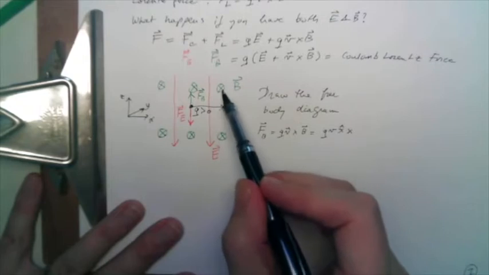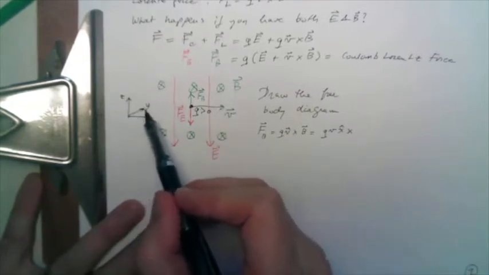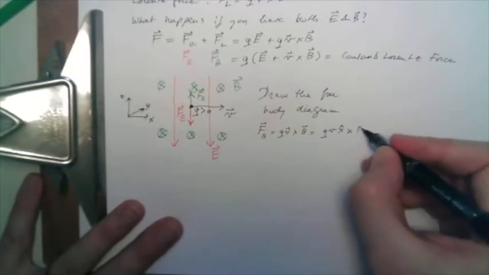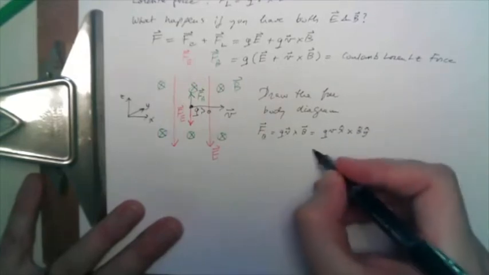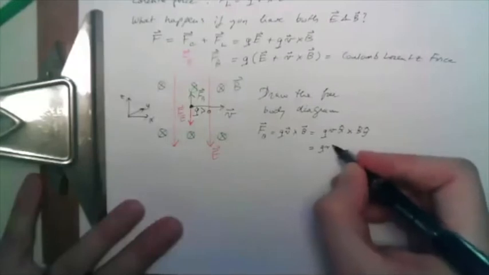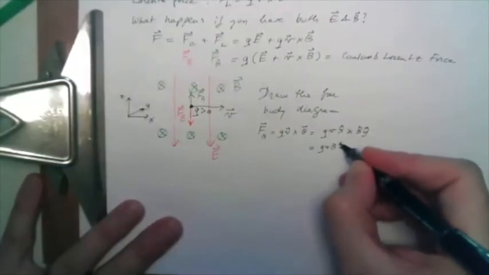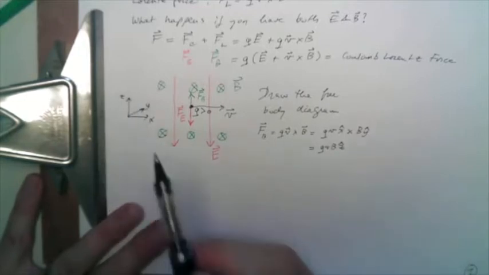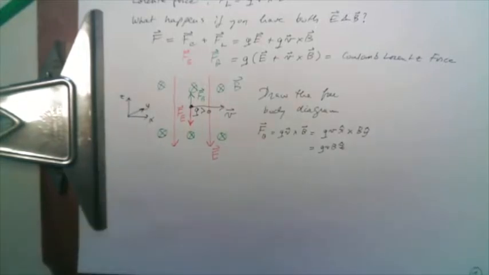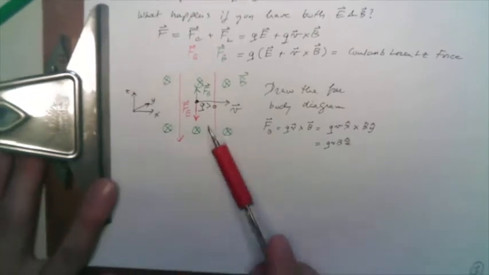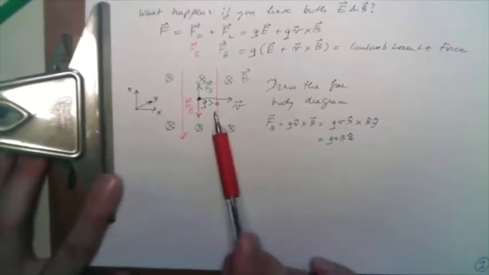B happens to be pointing into the paper. That's the same as Y. So that's B times Y hat. So Q, V, B. And now X cross Y is Z. So that gives you a Z hat. Z is pointing in that direction, pointing up. Okay. So that's the free body diagram.